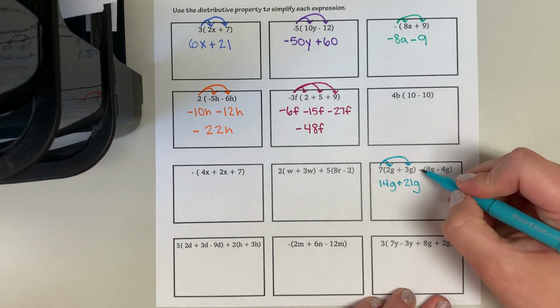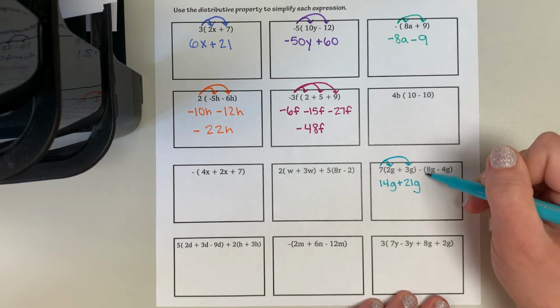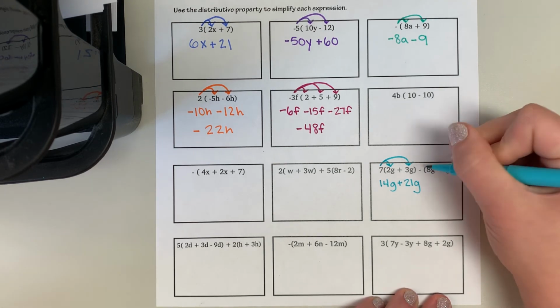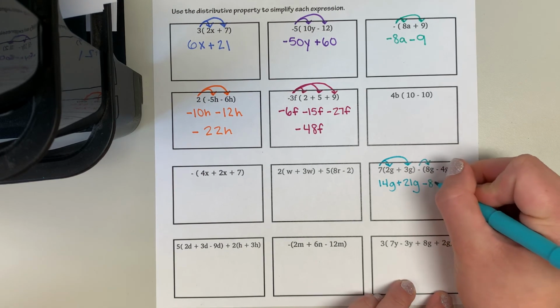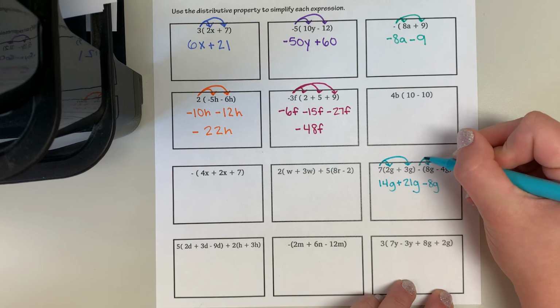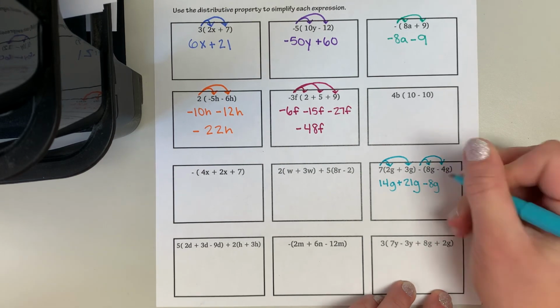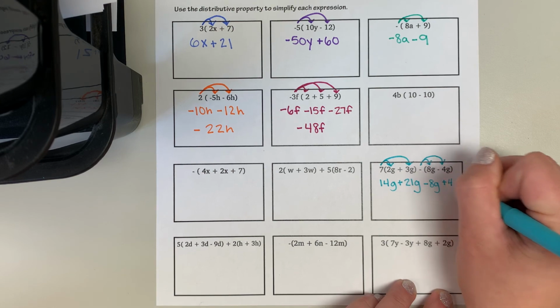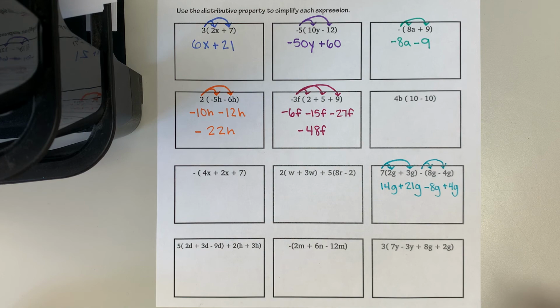Now, notice we have a second part of this problem. We need to take this negative and distribute it as well. There's nothing in front of it, so that's a -1. Negative times 8g makes -8g, and don't forget, do that to everything in the parentheses. -1 times -4g would be positive 4g, because a negative times a negative makes a positive.